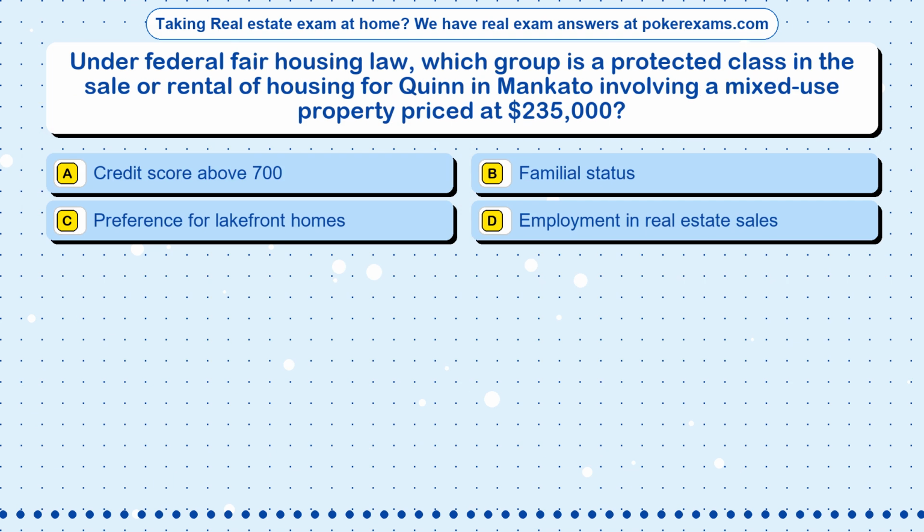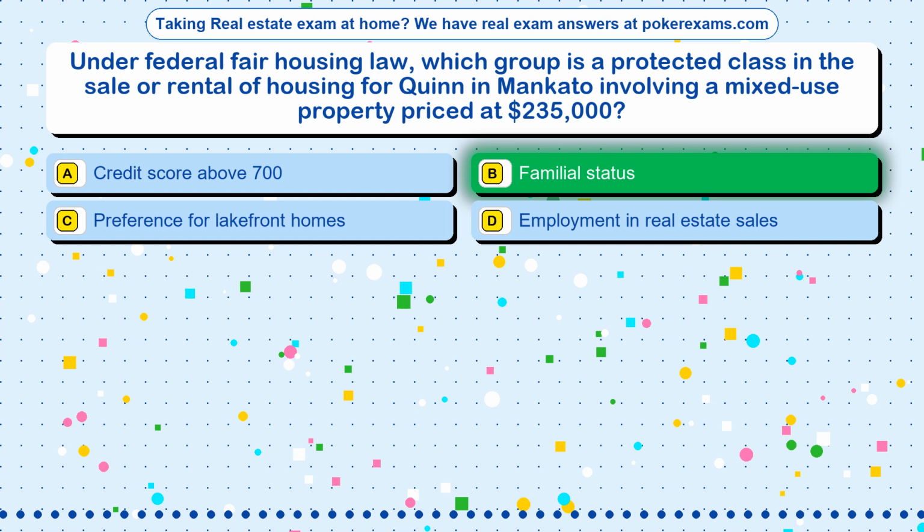Question 70. Under federal fair housing law, which group is a protected class in the sale or rental of housing for Quinn in Mankato involving a mixed-use property priced at $235,000? Option A, credit score above 700. Option B, familial status. Option C, preference for lakefront homes. Option D, employment in real estate sales.